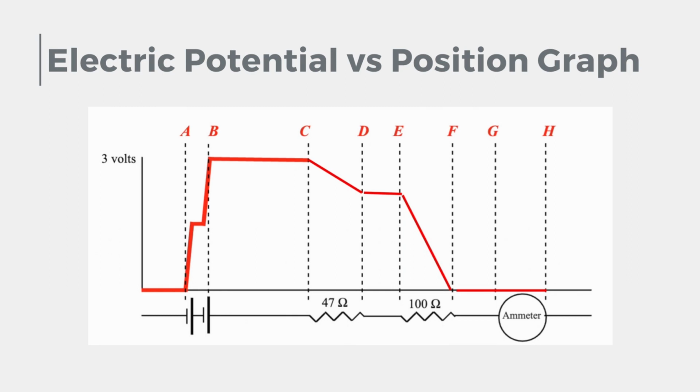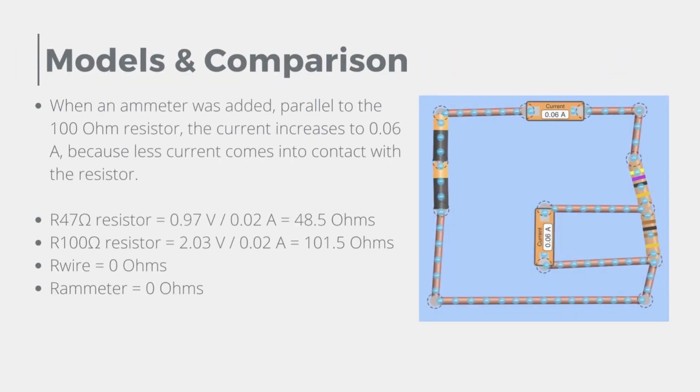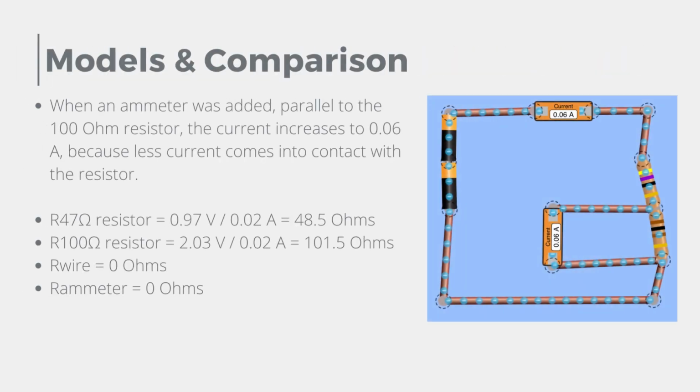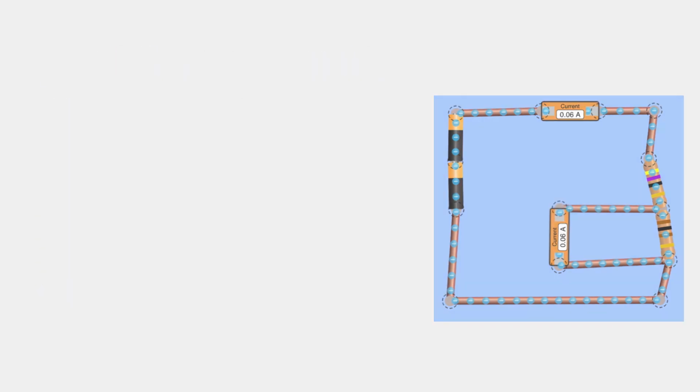Now here's a complete version of the electric potential versus position graph. The electric potential increases during the path where the batteries are located, but decreases during the path where the resistors are located, ultimately going to 0. Now when an ammeter is added parallel to the 100 ohm resistor, the current increases to 0.06 amps because less current comes into contact with the resistor. Here are the calculated resistance levels for the circuit components and they are incredibly similar to their actual levels.